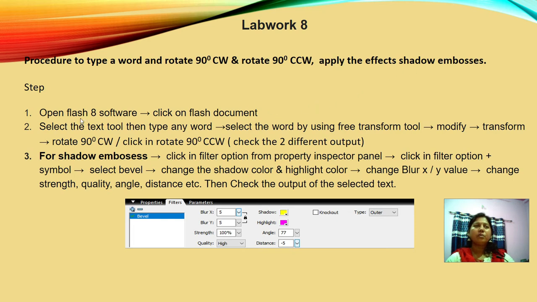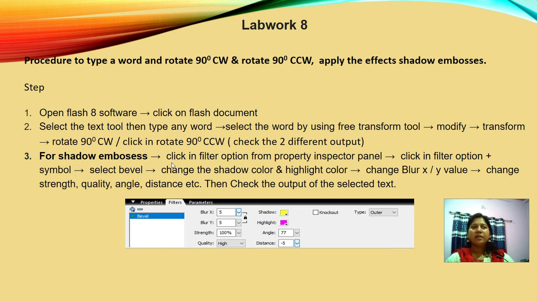So you have to open Flash, then select the text tool and type any word inside the stage. Select that word using the free transform tool. Click on modify, click on transform, then click on rotate 90 degree CW, or you may click on rotate 90 degree CCW. Then we will be getting two different outputs.